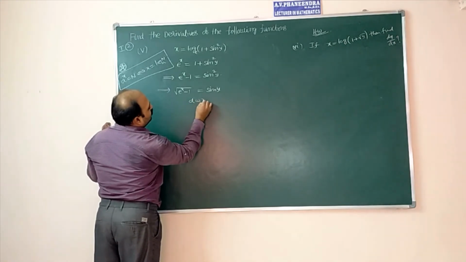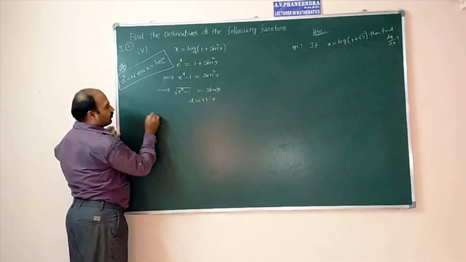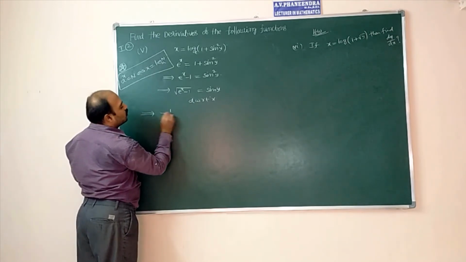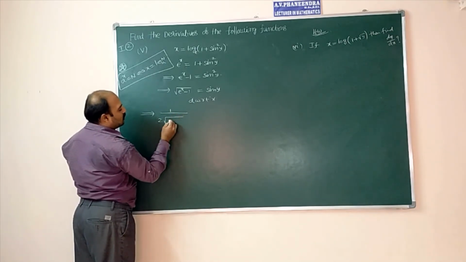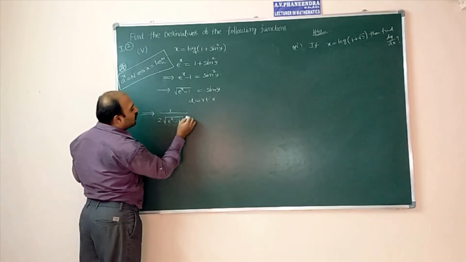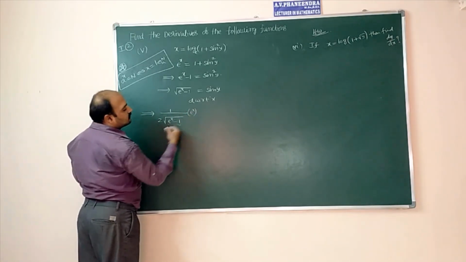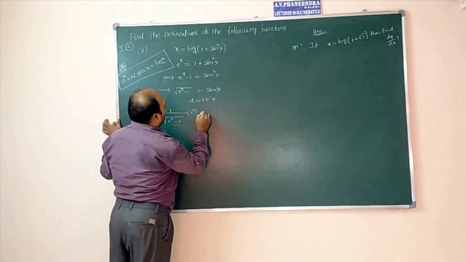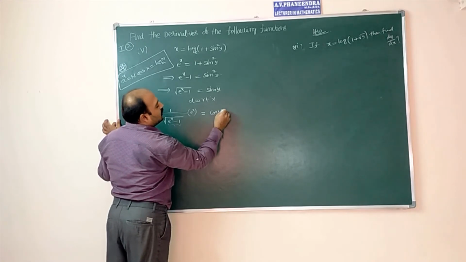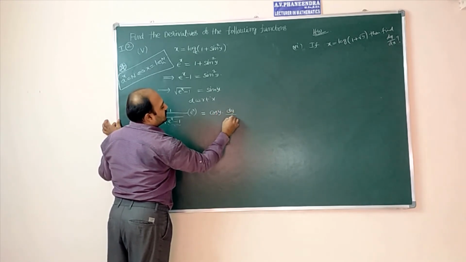Differentiate with respect to x. It is in the form of root x, so 1 by 2 root x: 1 by 2 root of e power x minus 1. Again e power x minus 1 you have to differentiate, e power x, which is equal to sin y derivative is cos y into y derivative is dy by dx.